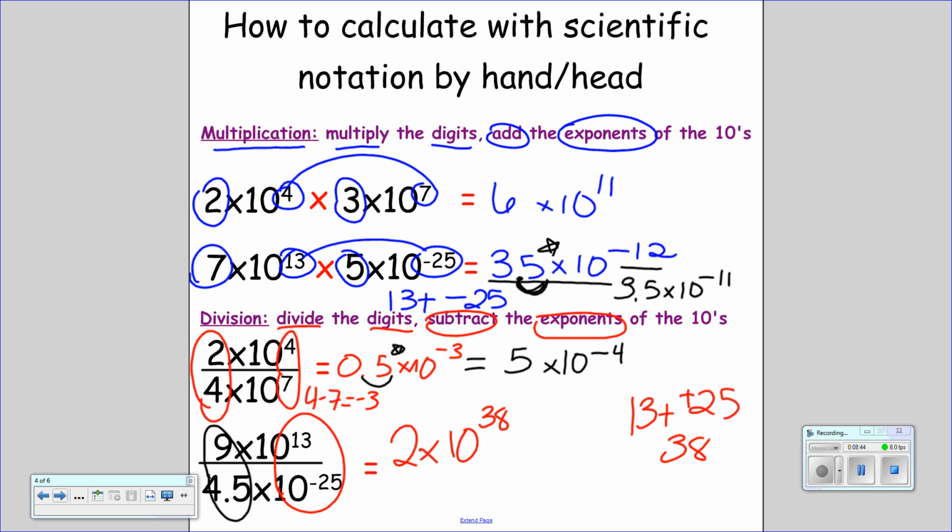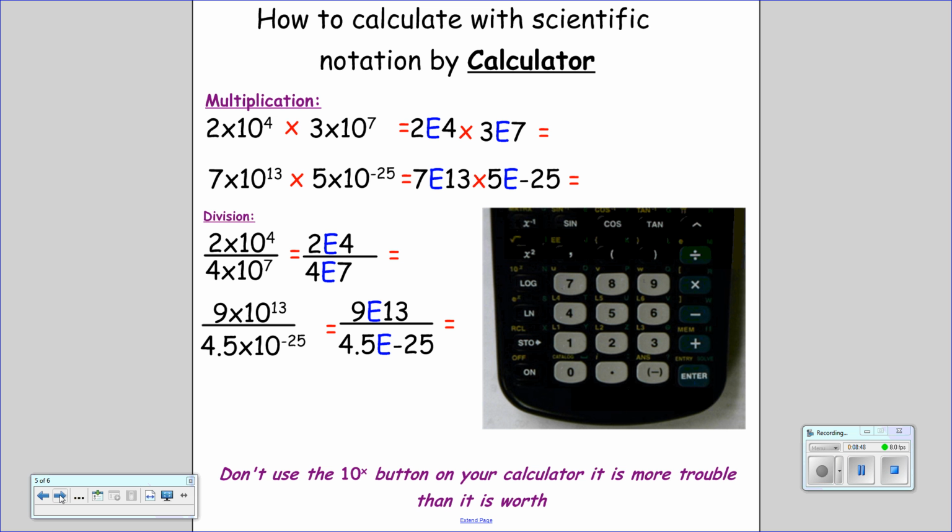Doing it in your head, even when you do it in your calculator, especially when you're paying attention to the exponents, you should make sure that your exponents work out. The digits, you know, if they're not pretty and nice like that, they're not the easiest things to multiply or divide. But those exponents, add them, subtract them, make sure your answer comes out reasonable.